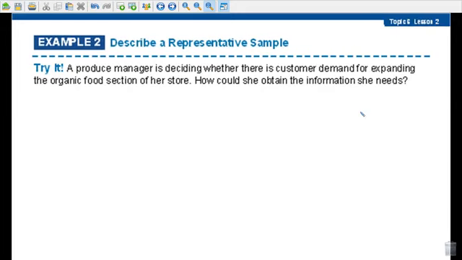Example two, try it. A produce manager is deciding whether there is customer demand for expanding the organic food section of her store. How could she obtain the information she needs? Well, what did we go over in example two? What is the title of example two? So you're right. She could get a representative sample.